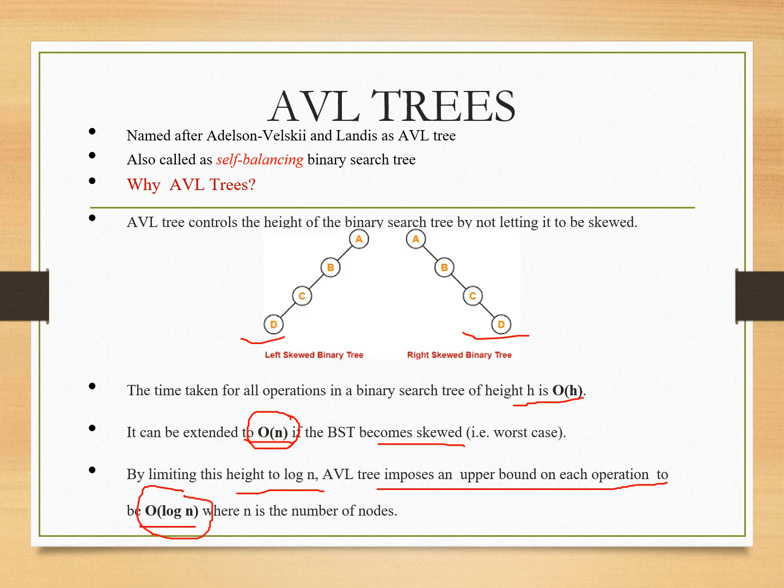How? By limiting the height of the AVL tree to log n. How am I going to limit the height to log n? By making it balanced. It should not be left skewed or right skewed. It should be balanced. So by balancing, you can achieve this log n. Such a balanced binary search tree is your AVL tree.